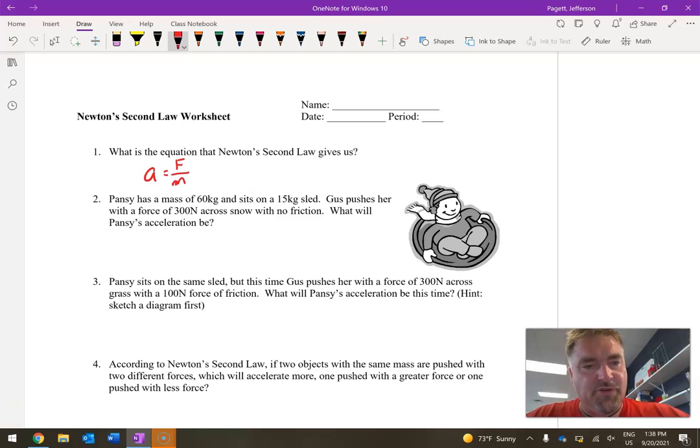So acceleration is directly proportional to the force. As the force goes up, so does the acceleration. And it's inversely proportional to the mass. So as the mass goes up, the acceleration goes down.